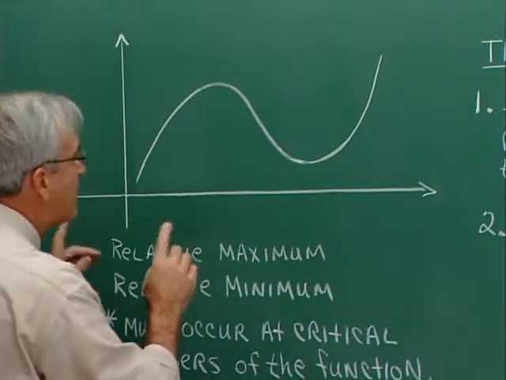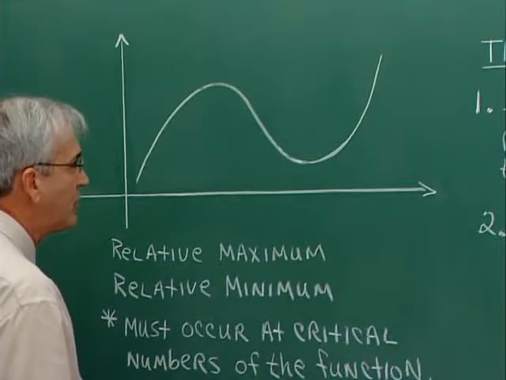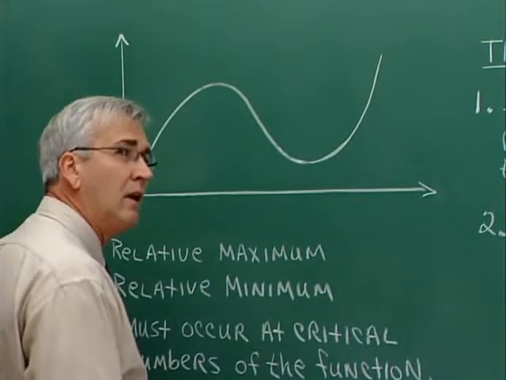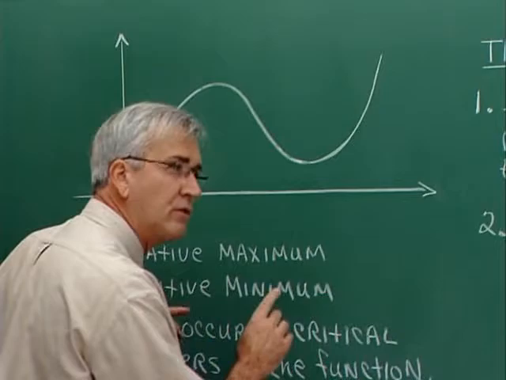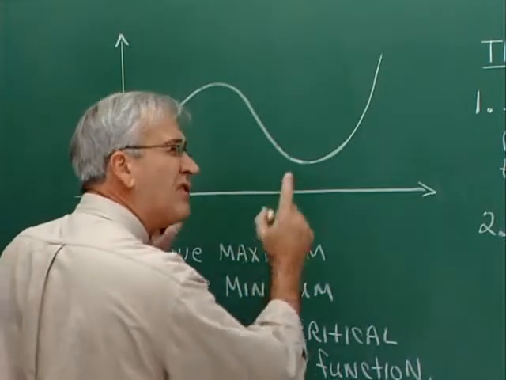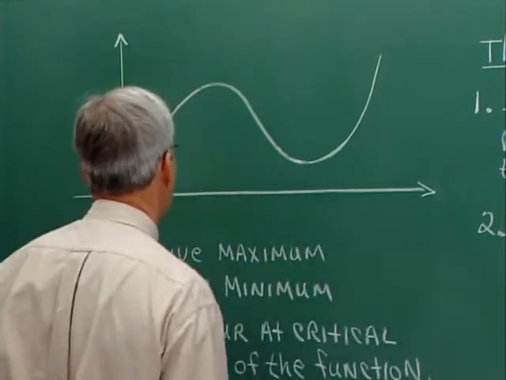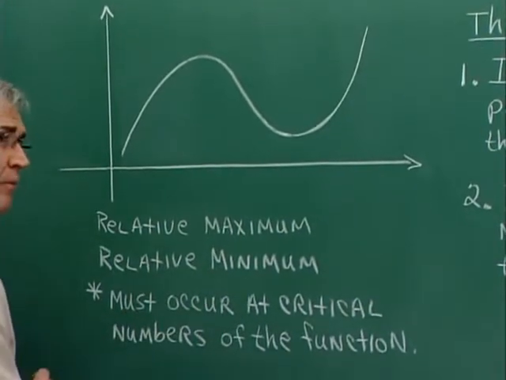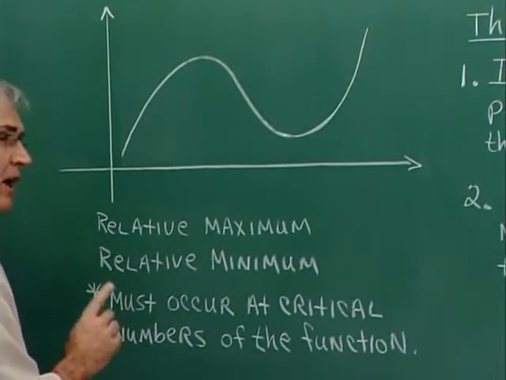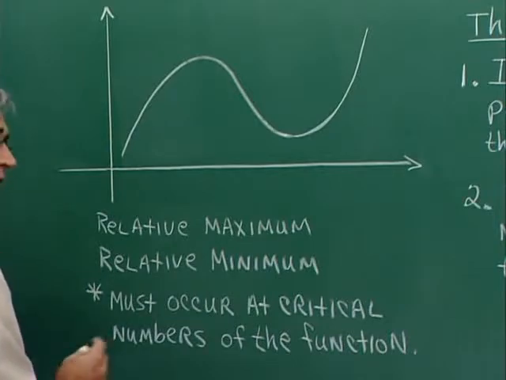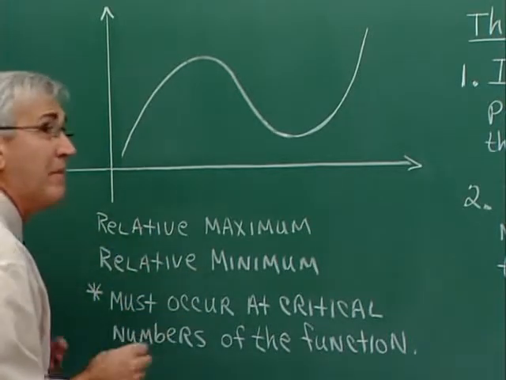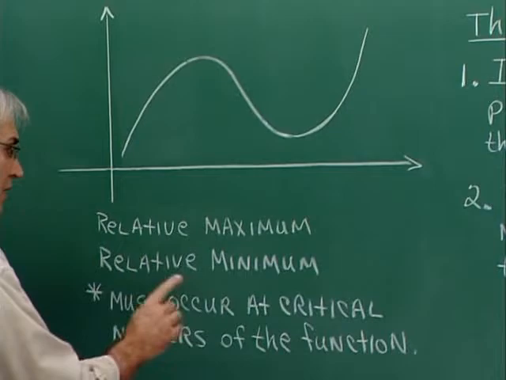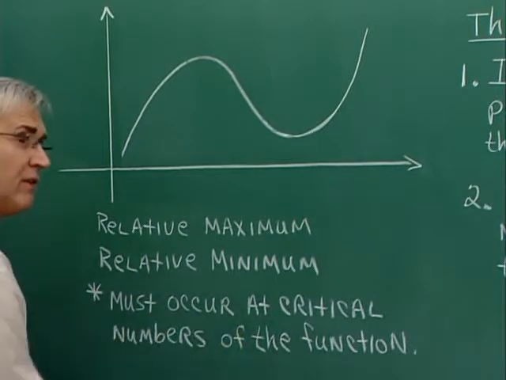Now, these values are generally referred to as extrema. Extreme values in relatively small intervals of our graph. So we're looking for relative maximum and relative minimum points. And it turns out that the derivative helps us in this process because the relative maximum and minimum points must occur at the critical numbers of the function.